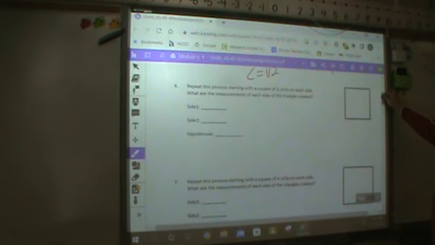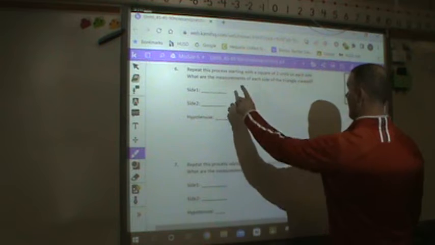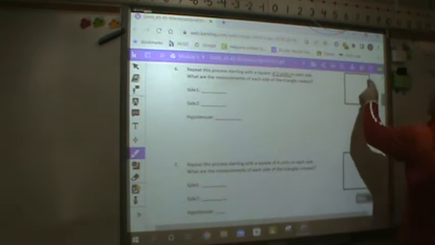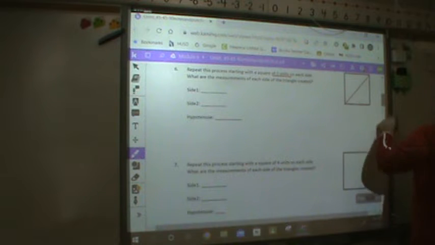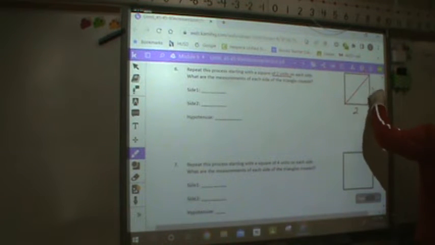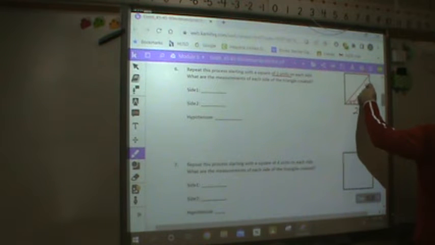Now it wants us to go through and repeat the process. And I'm going through this quickly, so if you need to pause it, pause it. But now it wants us to label each of these sides 2 units. So draw my diagonal, if I can. I'll have to go this way. Label each of the sides 2, and find the hypotenuse. Make sure you label your other angles in there 45.